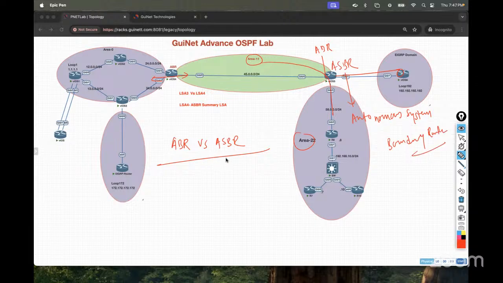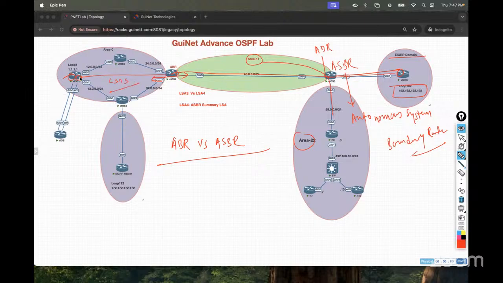So basically, whenever we want to understand from where this route is coming, understand, guys, the point I'm trying to make here. Let's suppose this is my EIGRP domain, and I just want to advertise this loopback address to this particular router. So definitely it is going to come here to the ASBR. The ASBR will send it to the ABR, and then the ABR will send it to the other router via LSA 3.